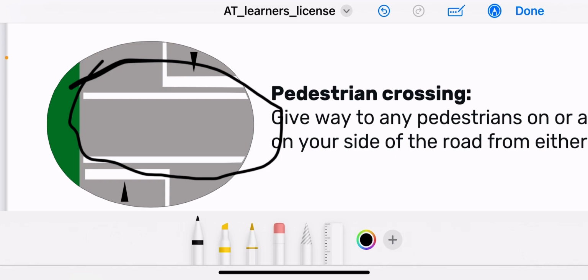Ukuthi lawa ke pedestrian crossing kusho ukuthi Johnny Walker ila abahamba khona. Yeah.